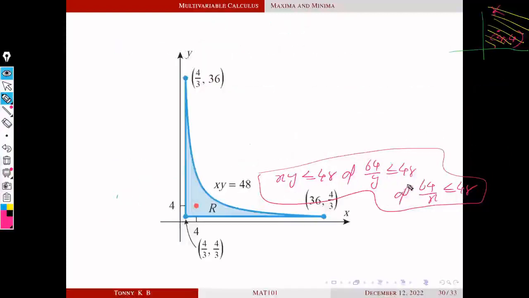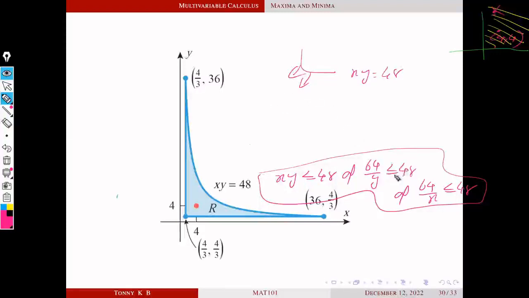Yes, this region is closed and bounded, because xy is less than or equal to 48 means, okay, what is xy equal to 48? It's a part of this hyperbola, right? So xy less than or equal to 48 means it's the lower part, this region, because (0, 0) satisfies this inequality. So this side.